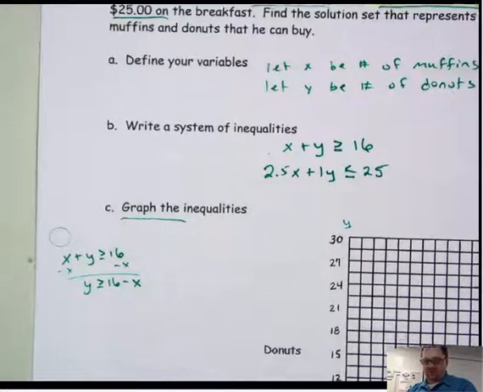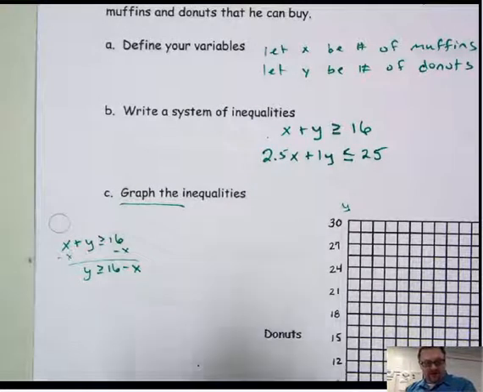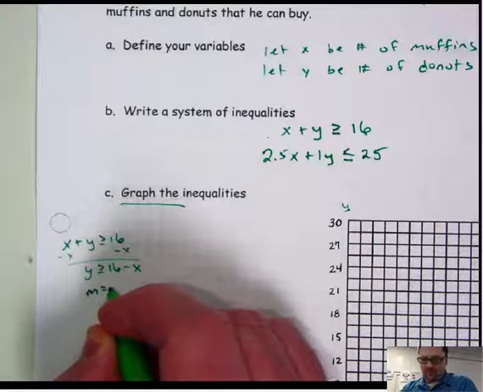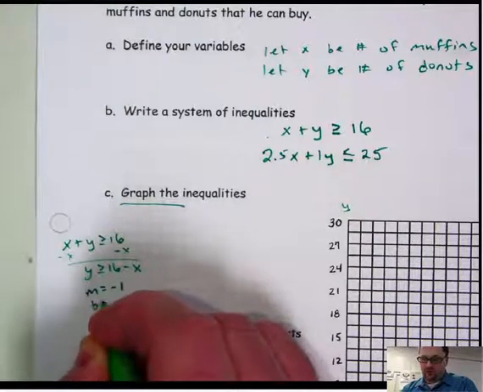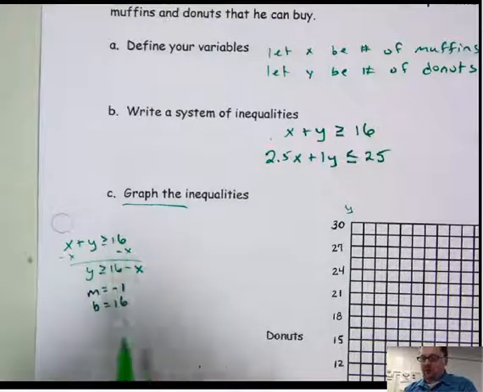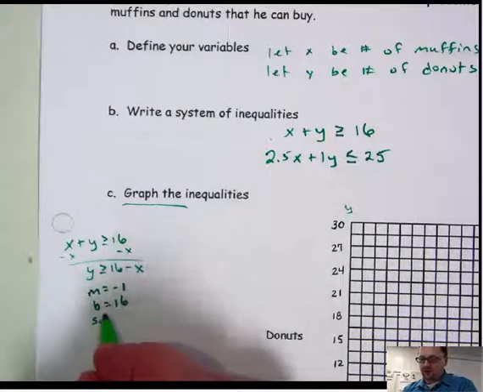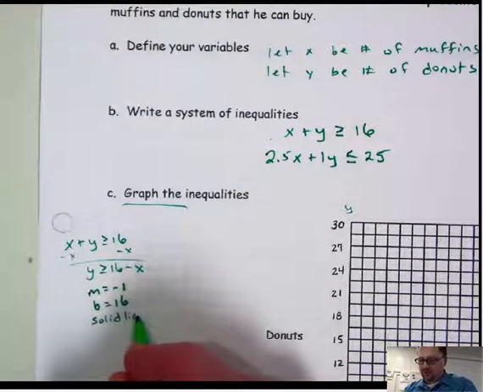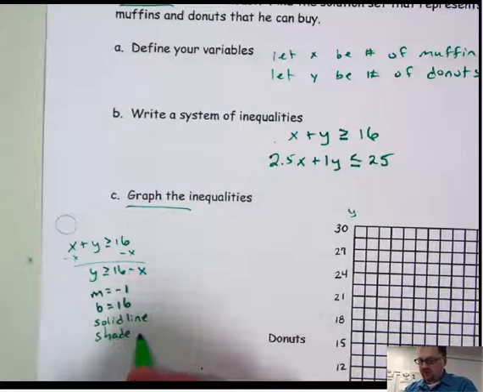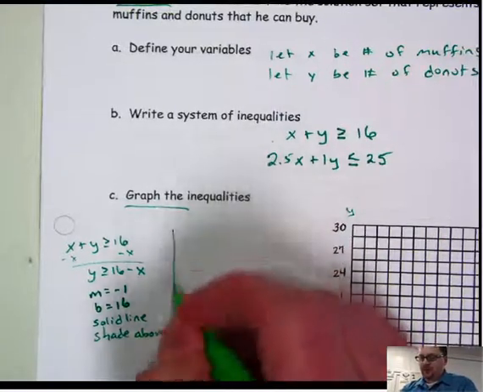I also have the information I know about that. I know that one has a slope of -1, a y-intercept of 16. I look at that symbol, which is greater than or equal to, so I'm going to have a solid line. And since it's greater than, I'm going to shade above.